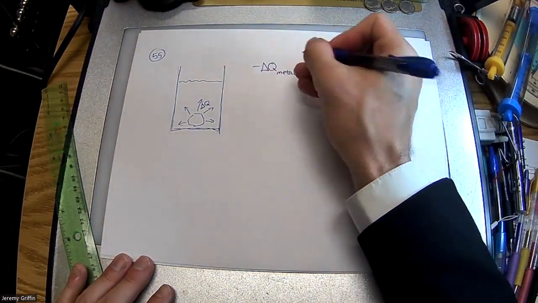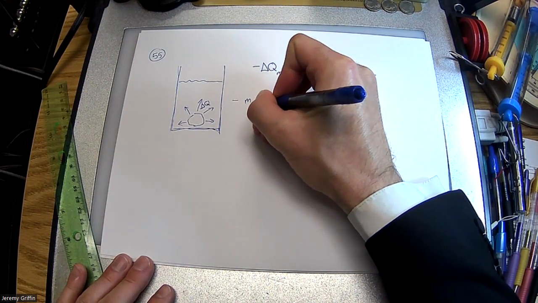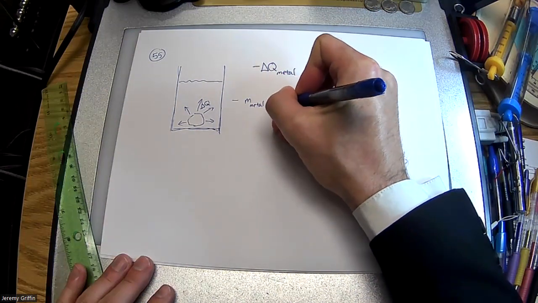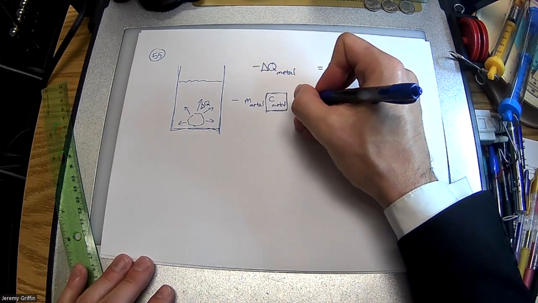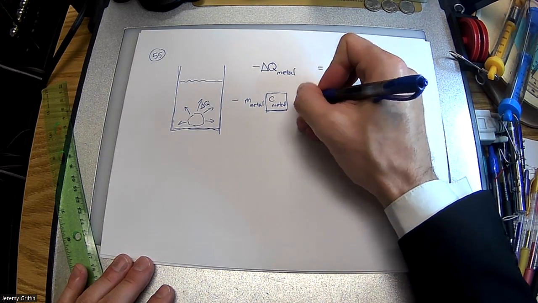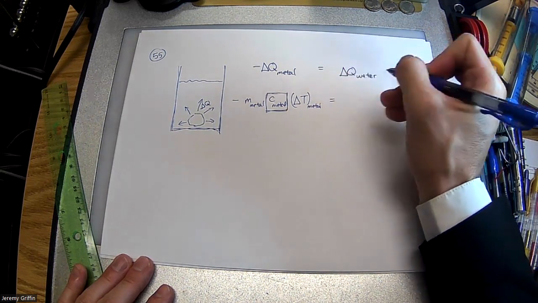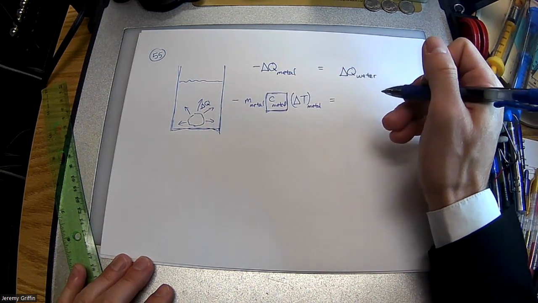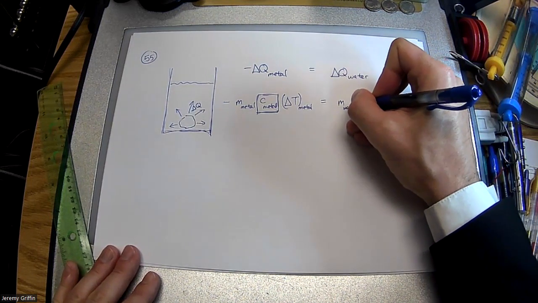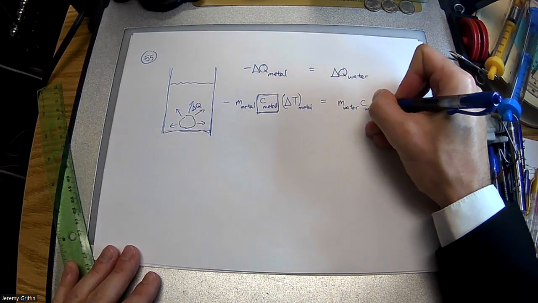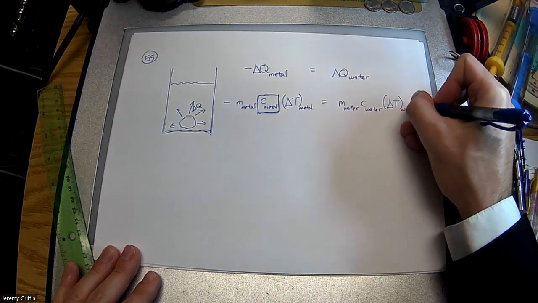So I'm going to keep my negative sign for exporting energy. The mass of the mystery metal times the specific heat of the mystery metal, which, by the way, is our goal, trying to solve for that number, times the change in temperature of the metal, is equal to the mass of the water, specific heat of water, times change in temperature of the water.